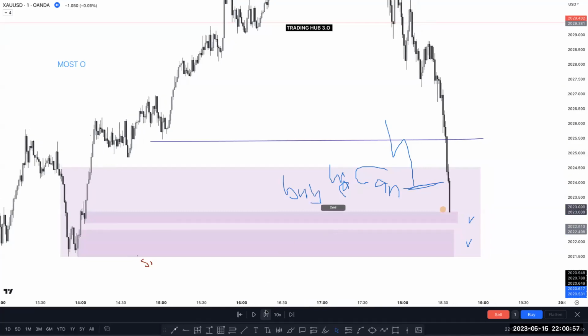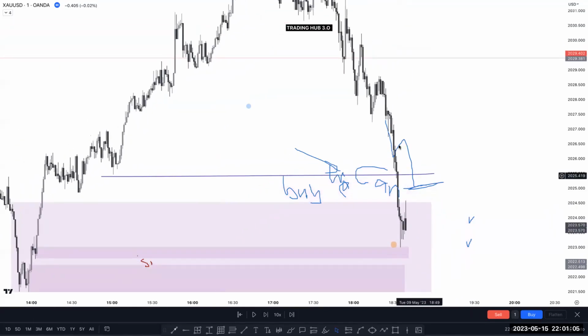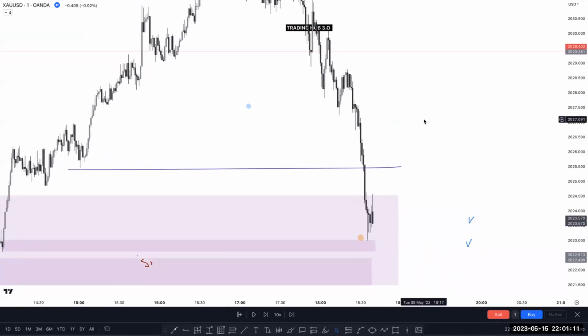Okay, let's see. Extreme, the first order block mitigates here, right? First order block mitigates here. You have to wait for the first high to be broken, the CHoCH. So where is our CHoCH in this case? You can see, everyone.